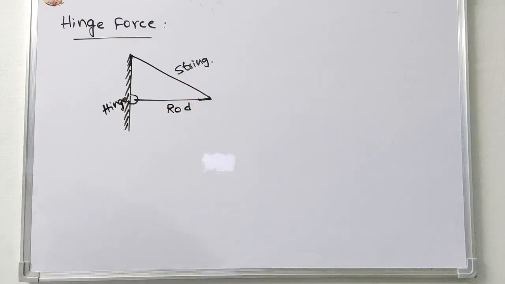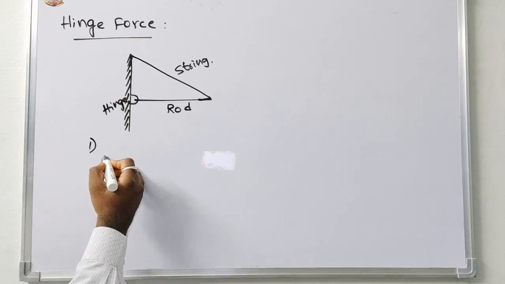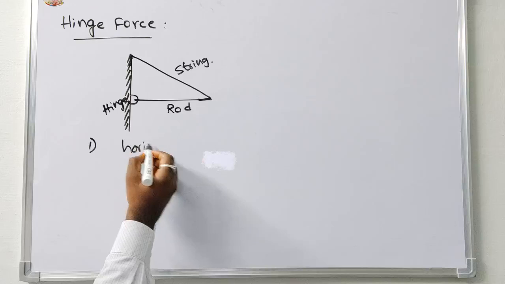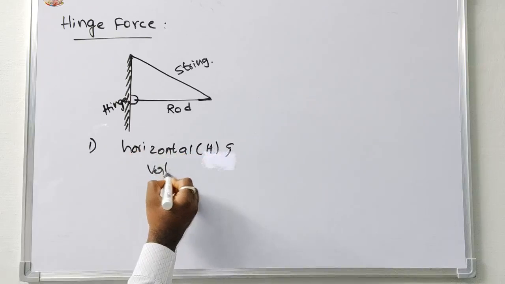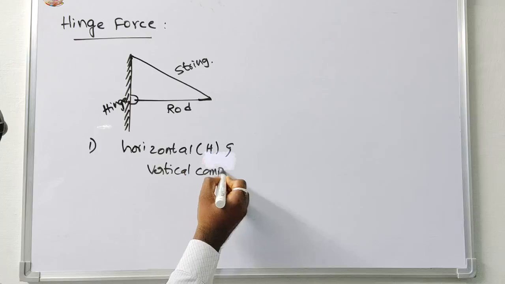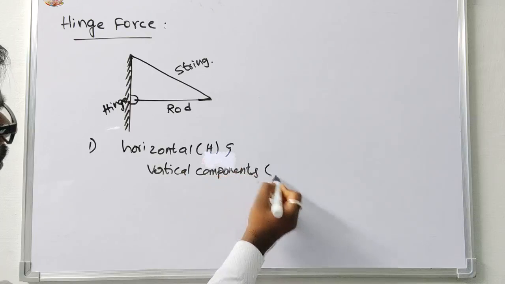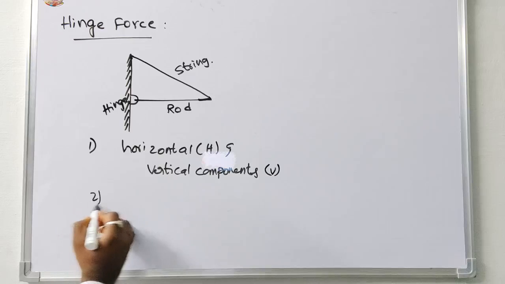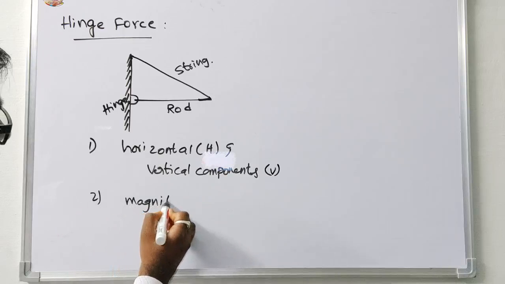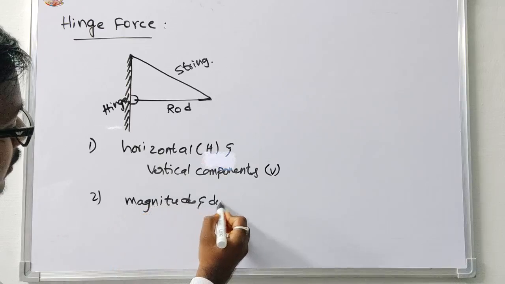There are two methods of finding a hinge force. The first one is either you find its horizontal component H and vertical component V. The next one is, you find its magnitude and direction.